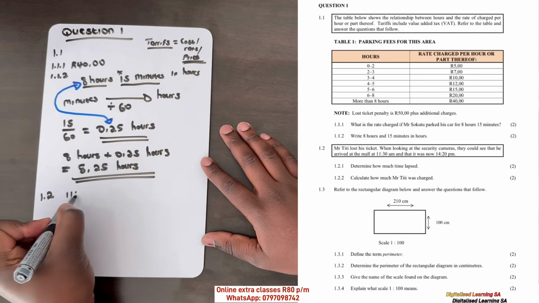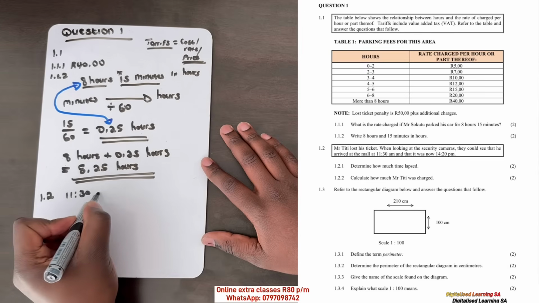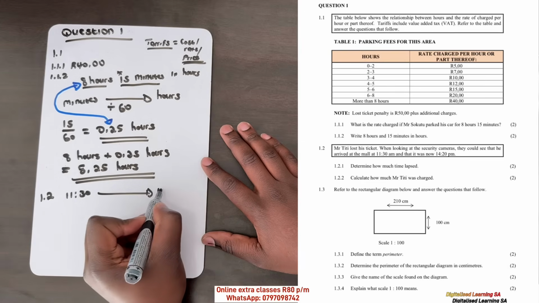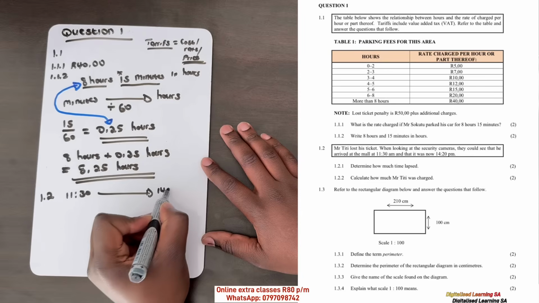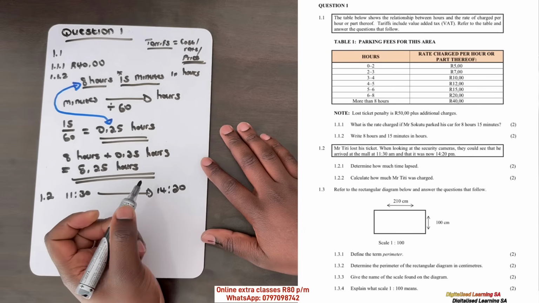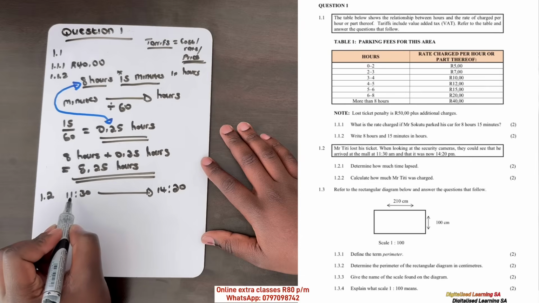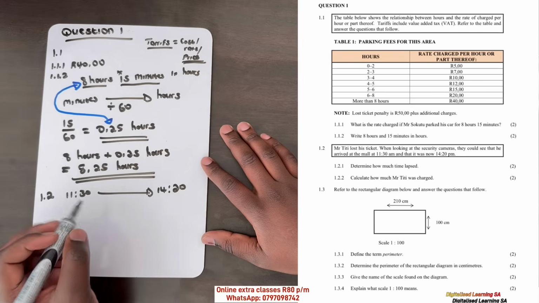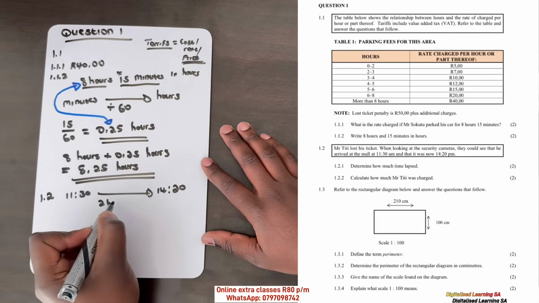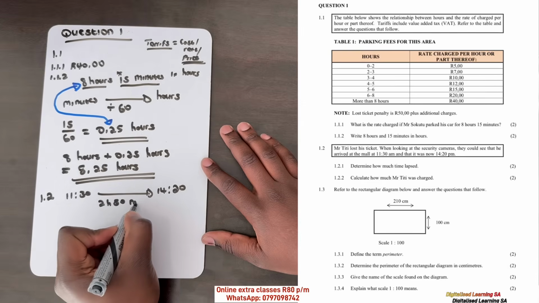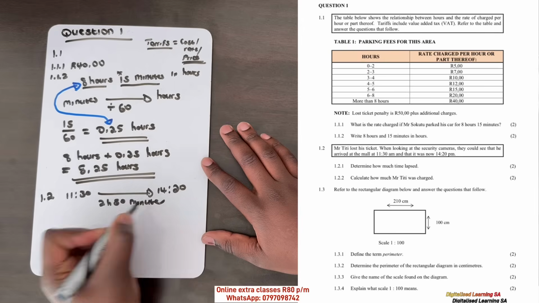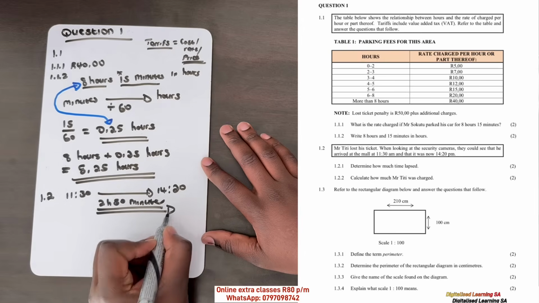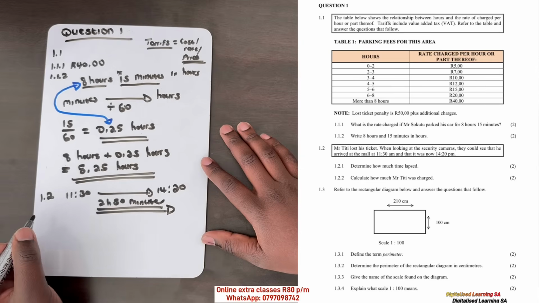and then he left at 14:20. So if we calculate the distance between 11:30 to 2, we can see that that is equivalent to 2 hours and 50 minutes. So he spent 2 hours and 50 minutes at the mall. Okay, so now let's go ahead and start working on our set of questions.